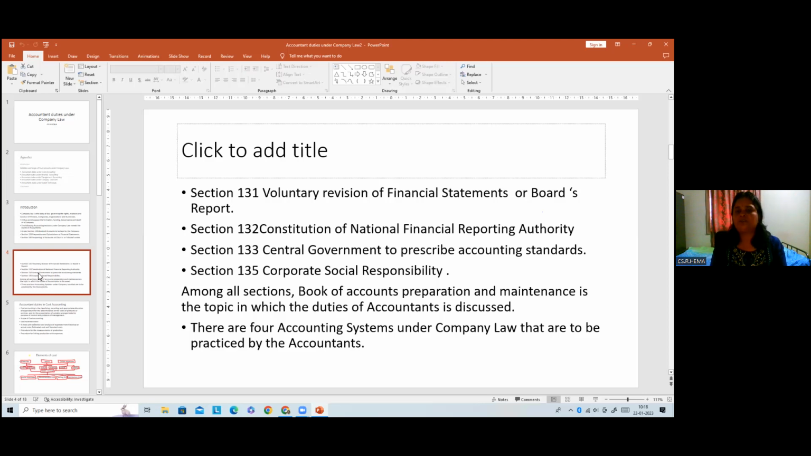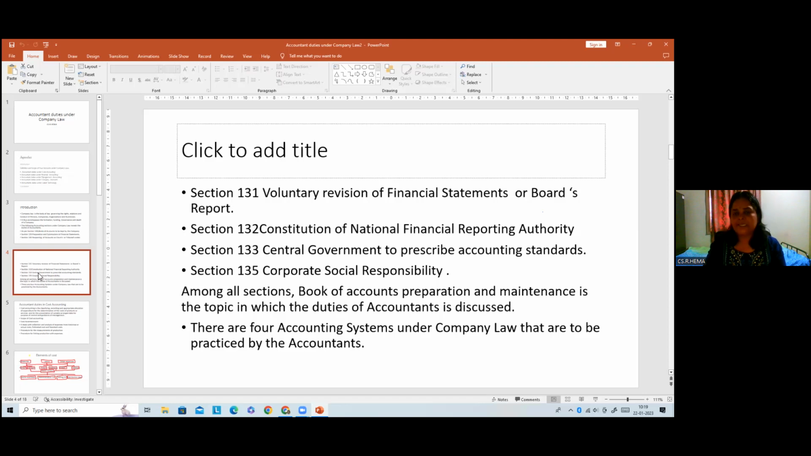Section 132, Constitution of National Financial Reporting Authority. It is an authority specifically constituted to recommend accounting standards to the central government. They will recommend and they will see the plus and minus in the accounting standards and the creating of new accounting standards. This is the work which they do. Under this section, there will be a National Financial Reporting Authority, a government organization, which will give new accounting standards or any plus or minus in the existing accounting standards.